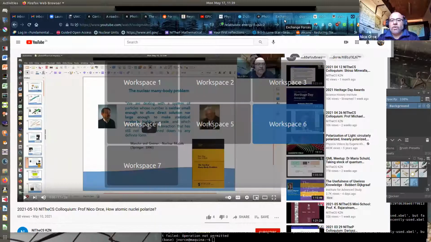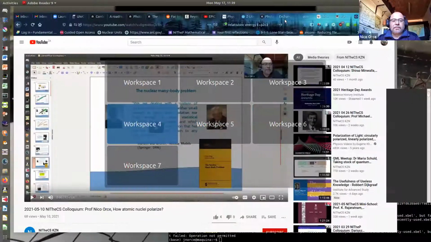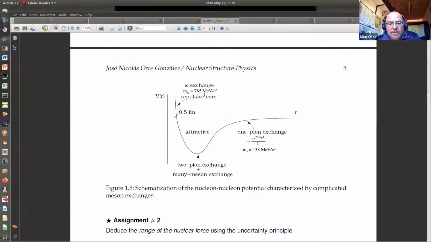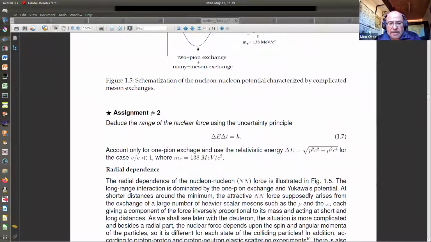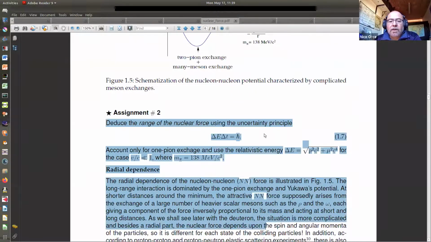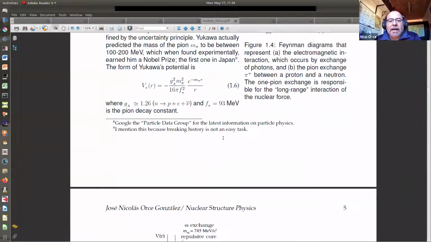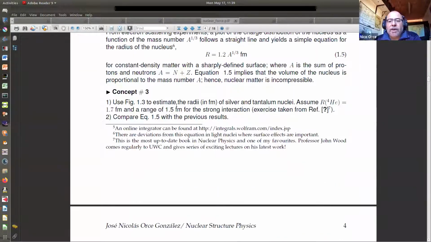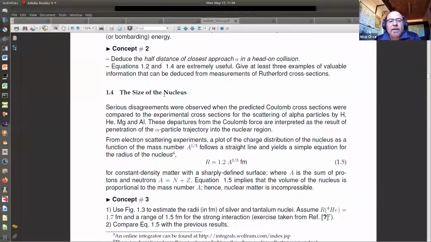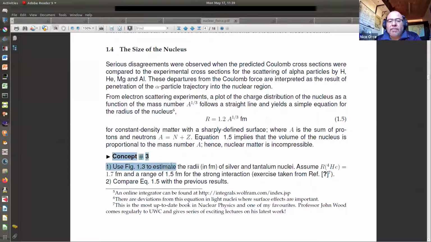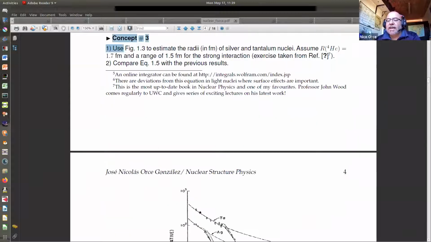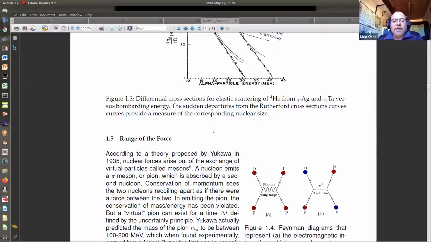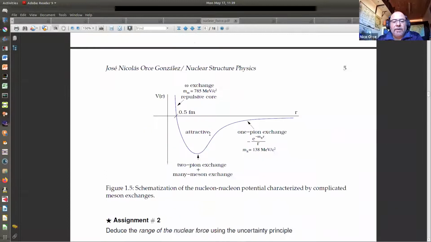So now I want to move and start with this plot and go to the simpler case scenario. This is the assignment. So in these lecture notes, again, you have assignments, concepts, right? You have been doing some of these. The size of the nucleus, this you have already done, or you are doing it for today's assignments. This one in particular, there will be other problems.